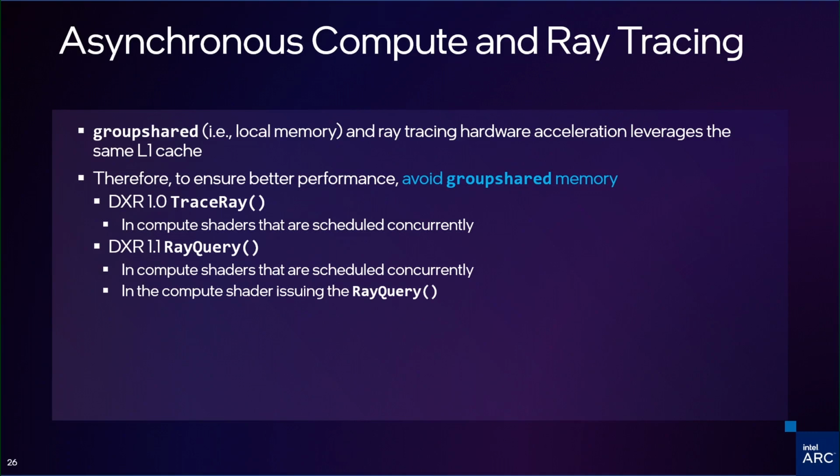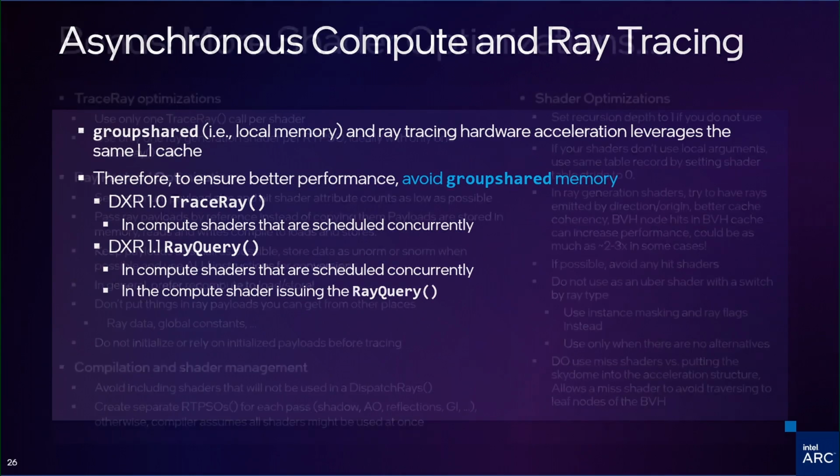And another point that I want to make about the implementation of ray tracing, and this actually impacts both a 1.0 pipeline or a 1.1 pipeline, is the use of asynchronous compute and ray tracing. So the key point here is that the memory that's used for group shared memory, which is used in our compute shaders, and the ray tracing acceleration structure leverage the same L1 cache. So you're going to get reduced performance if you use group shared memory. The key point would be to try to avoid the use of group shared memory in either the compute shader that's executing the ray query call, or any work that you schedule asynchronously, for best performance.